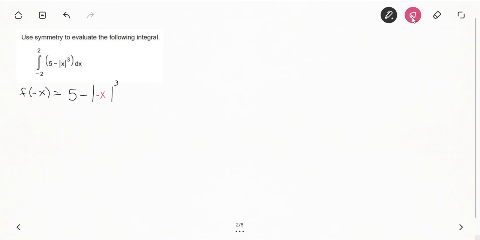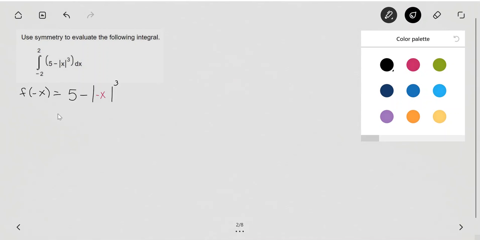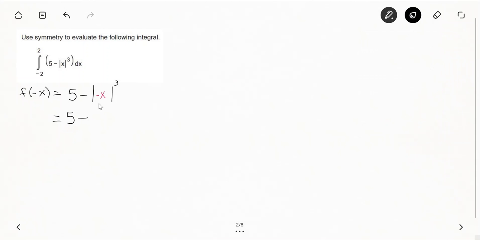When I do that absolute value, it changes the opposite of x to always being a non-negative x. So it's just x cubed, right? Whether it's negative inside or not, the absolute value changes it to a non-negative. So what I can see here is that f of the opposite of x is equal to f of x, which means that this function is even.